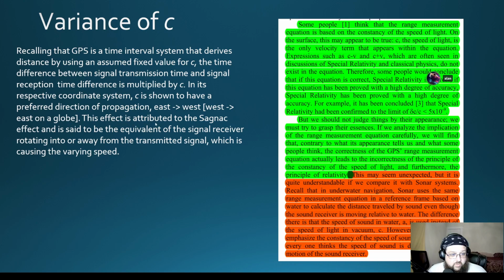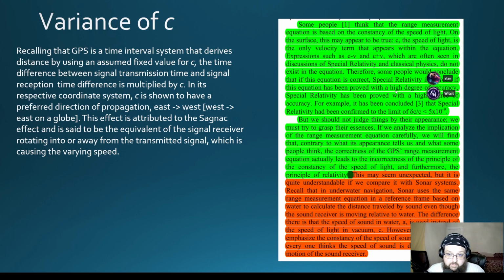This effect is attributed to the Sagnac effect, which is said to be the equivalent of the signal receiver rotating away from the transmitted signal, which is causing the variance in the speed. So we'll see what Wang has to say about the range measurement equation and how this all works. Some people think that the range measurement equation is based on the constancy of the speed of light on the surface. This may appear to be true. The speed of light is the only velocity term that appears within the equation. Expressions such as C minus V and C plus V, which are often seen in discussions of special relativity in classical physics, do not exist in this equation.